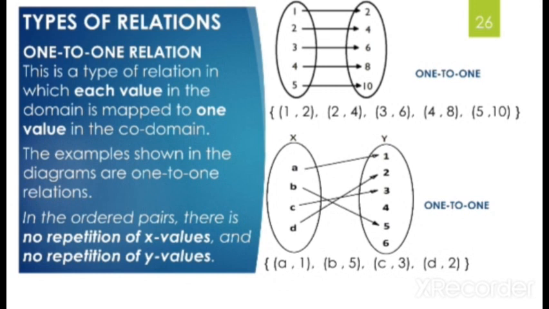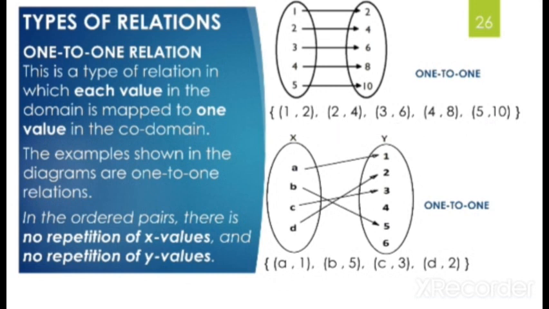Now when it comes to the ordered pairs, there are two things that we need to look out for. First of all, we have to make sure that none of the x values is repeating. For example, when you look at the x values, or the first number in each bracket from the first set of ordered pairs, we have 1, 2, 3, 4, 5. You notice that none of these numbers is repeating.